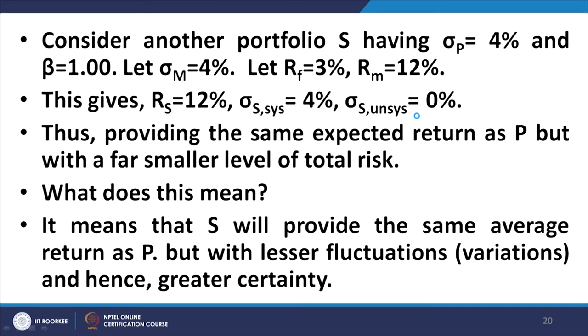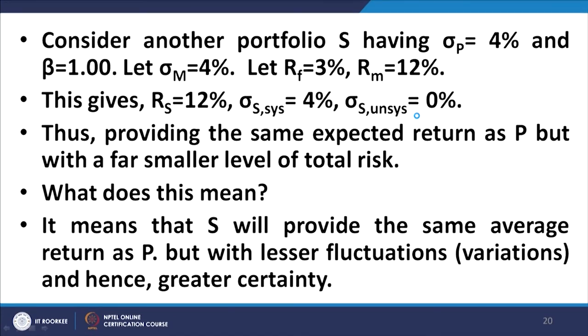So, what does it mean? It means that the total risk of S is only 4%. What was the total risk of P? The total risk of P is 6%. Let us try to understand this. It means that the return on P and S is the same. Both are giving you 12% expected returns.